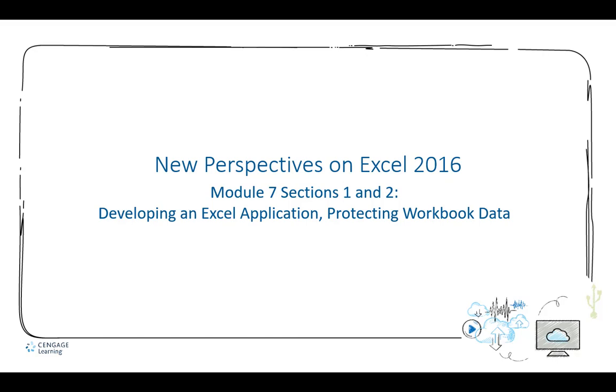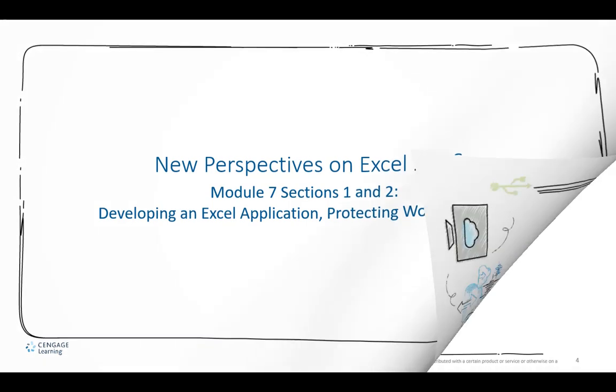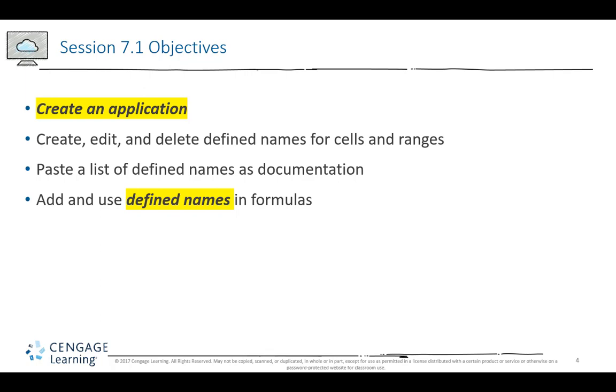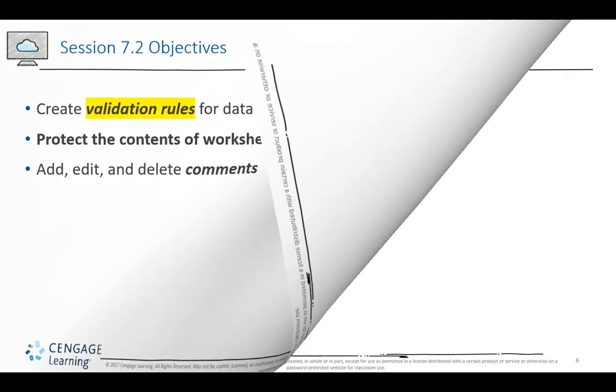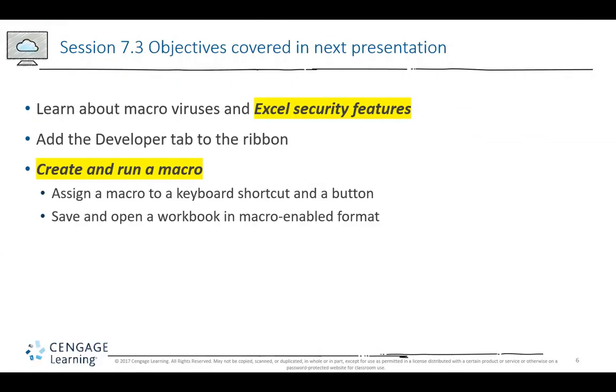Developing an Excel application and protecting workbook data. Session 7.1 creates an application, and you will practice using defined names in formulas for cells and cell ranges. In Session 7.2, you will be practicing with validation rules, protecting the contents of worksheets and workbooks and cells, and adding, editing, and deleting comments. Session 7.3 is covered in the next presentation and will focus on Excel security features and creating and running macros.